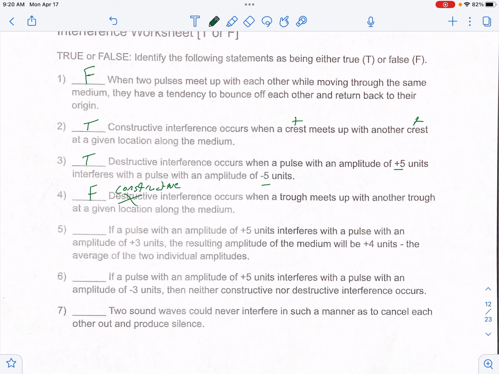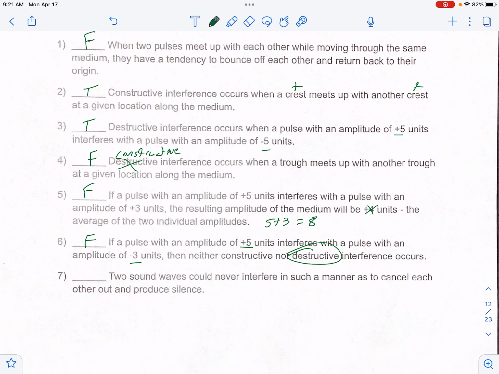Number 5, if a pulse with an amplitude of +5 units interferes with a pulse with an amplitude of +3 units, the resulting amplitude of the medium will be +4 units. Well, one, that makes zero sense mathematically at all, even if it was destructive. If I have a +5 and a +3, 5 plus 3 is going to give me an 8. So that is going to be a wrong answer there, and that would be constructive. So that is false. Number 6, if a pulse with an amplitude of +5 units interferes with a pulse of an amplitude of -3 units, neither constructive nor destructive interference occurs. Well, this is definitely going to be destructive, because of the +5 and a -3.